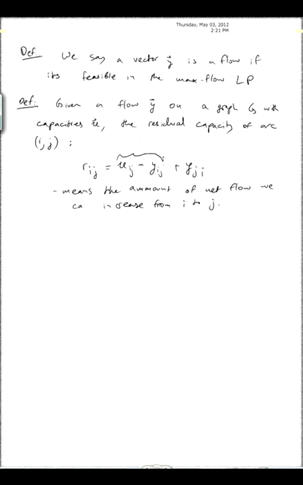So this first subtraction corresponds to the capacity that we're not currently using. That's the total capacity minus whatever we're using now. And to that, we add the trucks that are going back in the opposite direction, because we could possibly be backing off on those. So that's where the definition of residual capacity comes from.